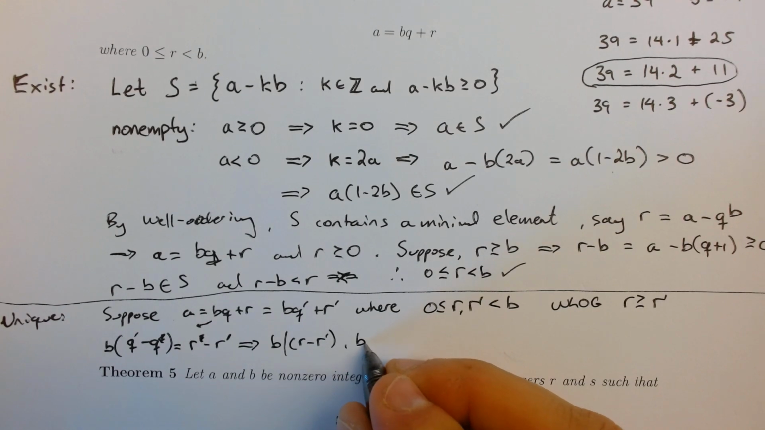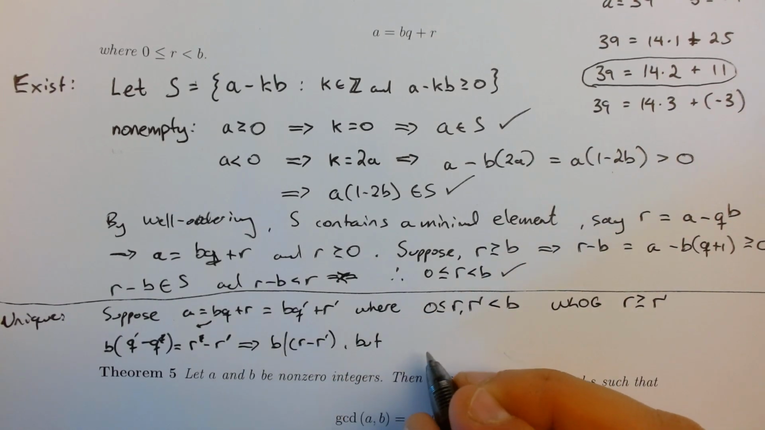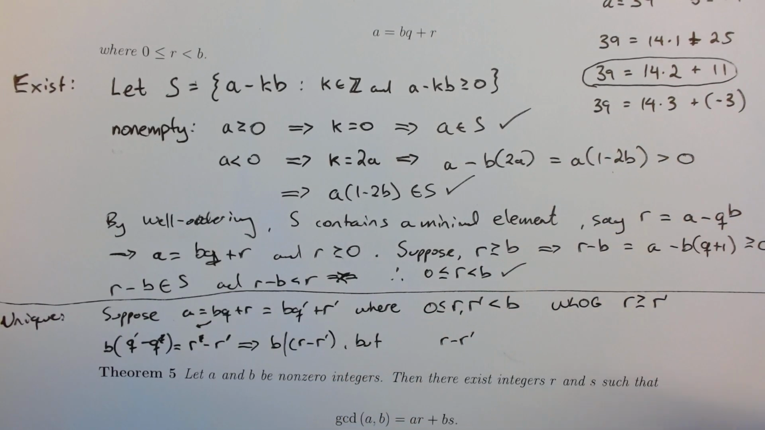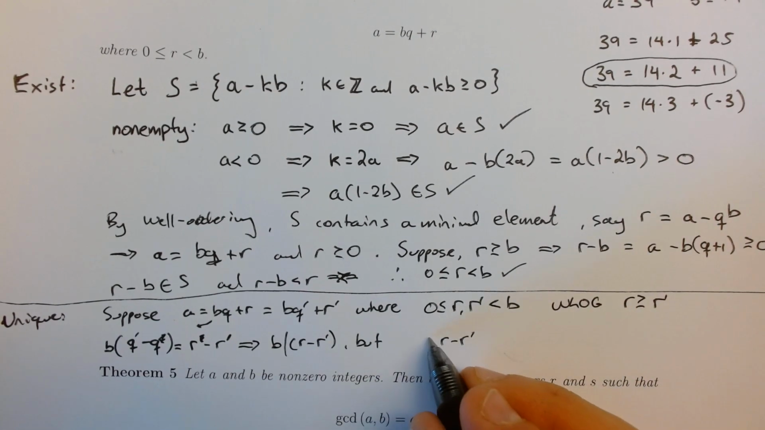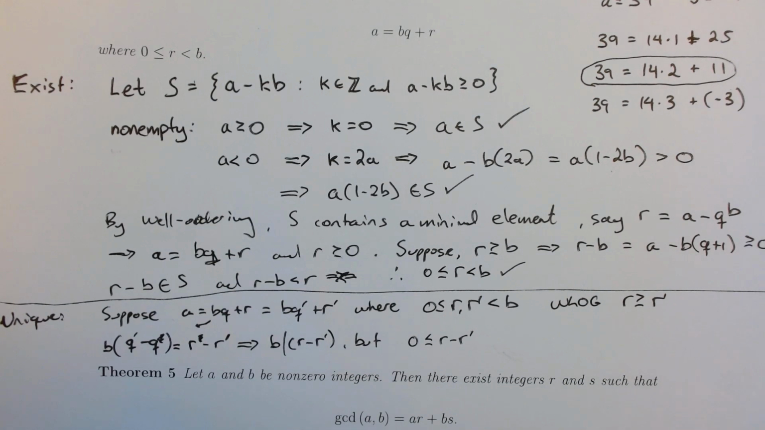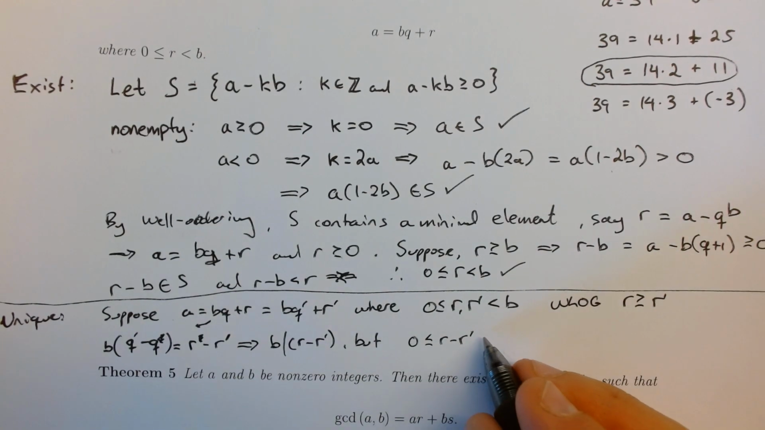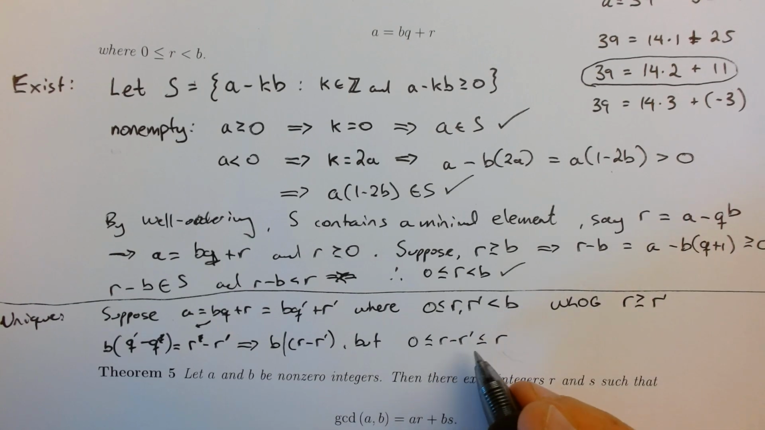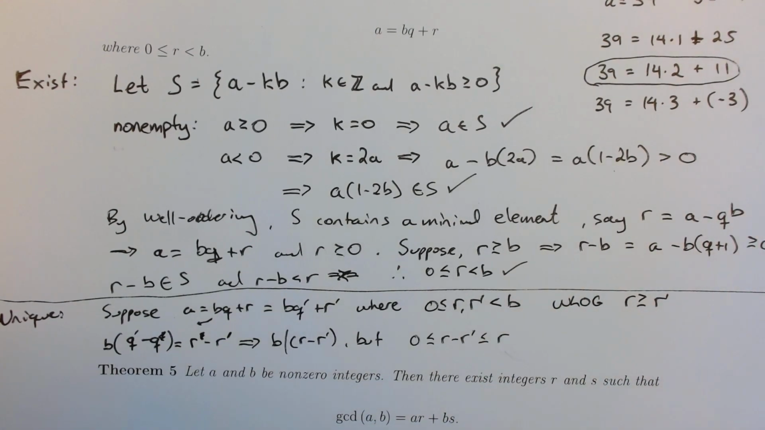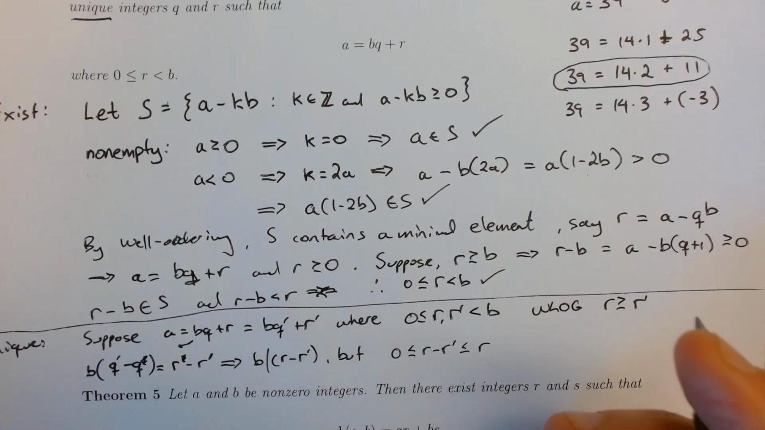But r minus r prime, well, we just assumed without loss of generality that r is at least as big as r prime, so that's at least 0. And it's no more than r, because these are two positive numbers, and if I subtract, it can't be any bigger than r, since I'm subtracting a smaller number from r.